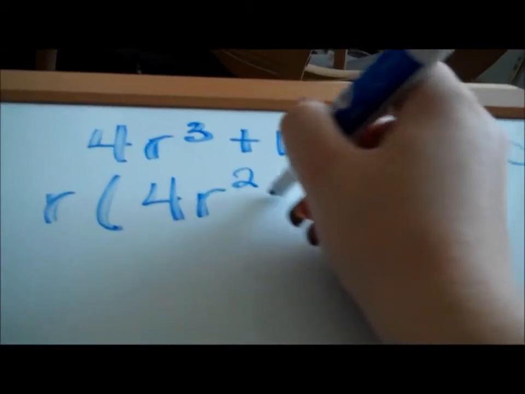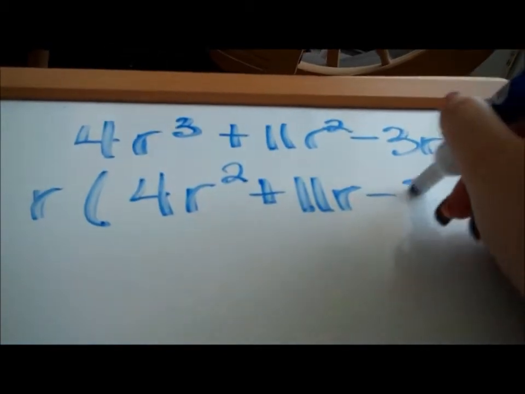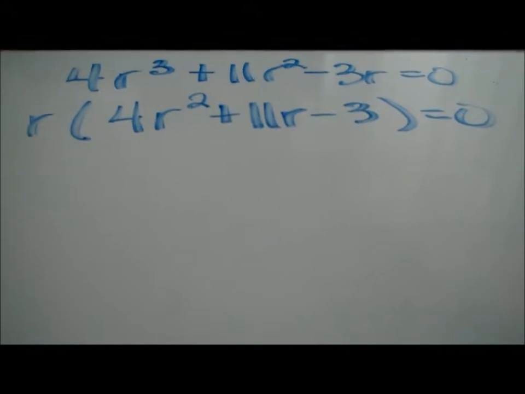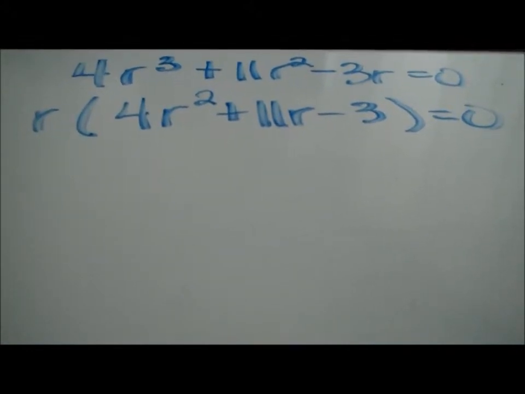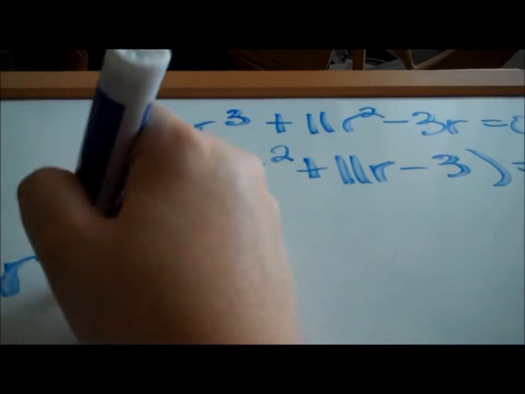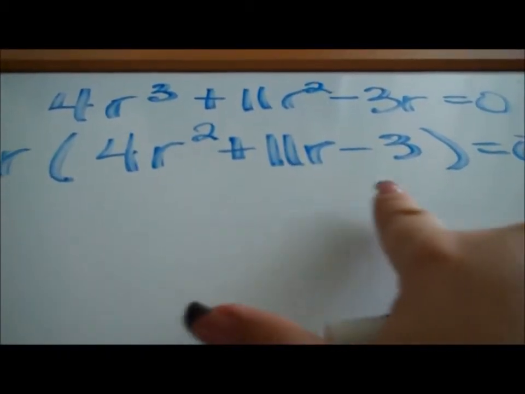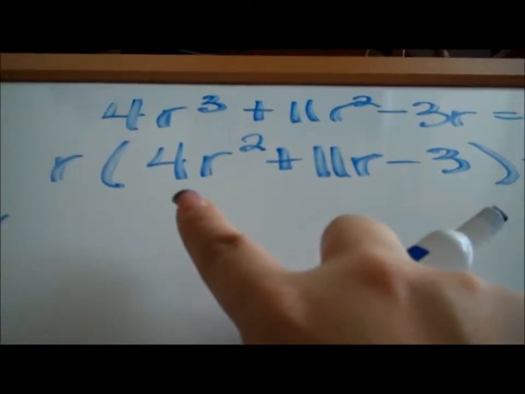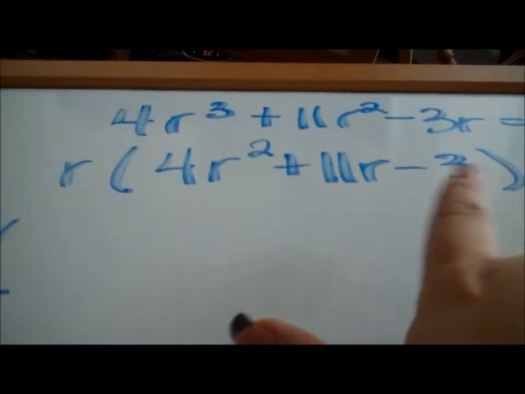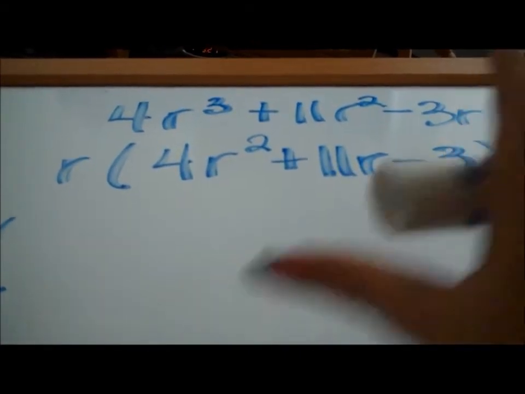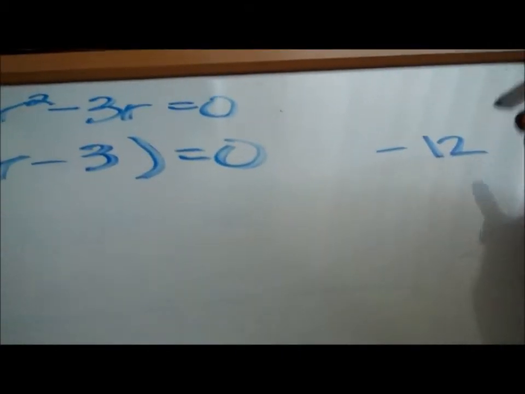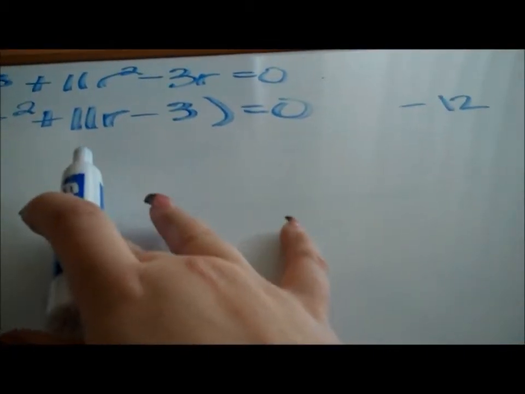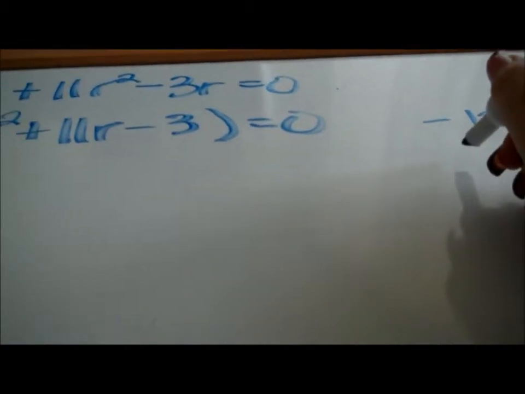So I get 4r squared plus 11r minus 3 equals 0. Don't forget this r needs to follow us all the way through the process. So r on the outside. Now we have a trinomial here, or a quadratic equation that we need to factor. Since the 4 is out front, we have to use the AC method again. So I have 4 times a negative 3, which again is a negative 12. I need to find factors of a negative 12 that will subtract out to 11. And in that case, it's a positive 11.